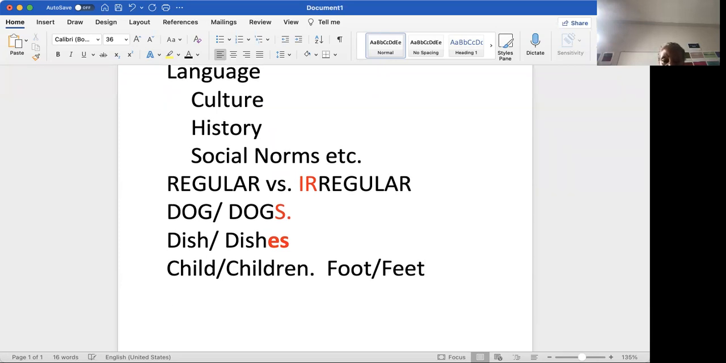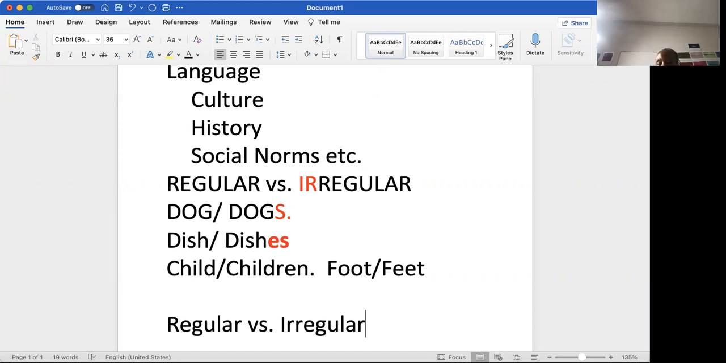And we're talking about the concept of regular versus irregular. And we looked at that concept in English. How do you pluralize a noun?